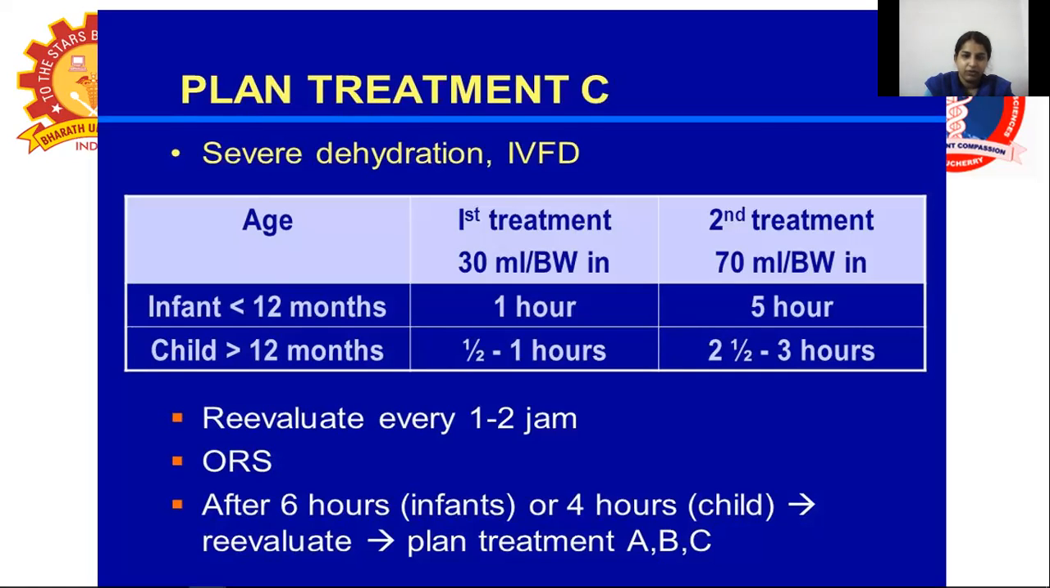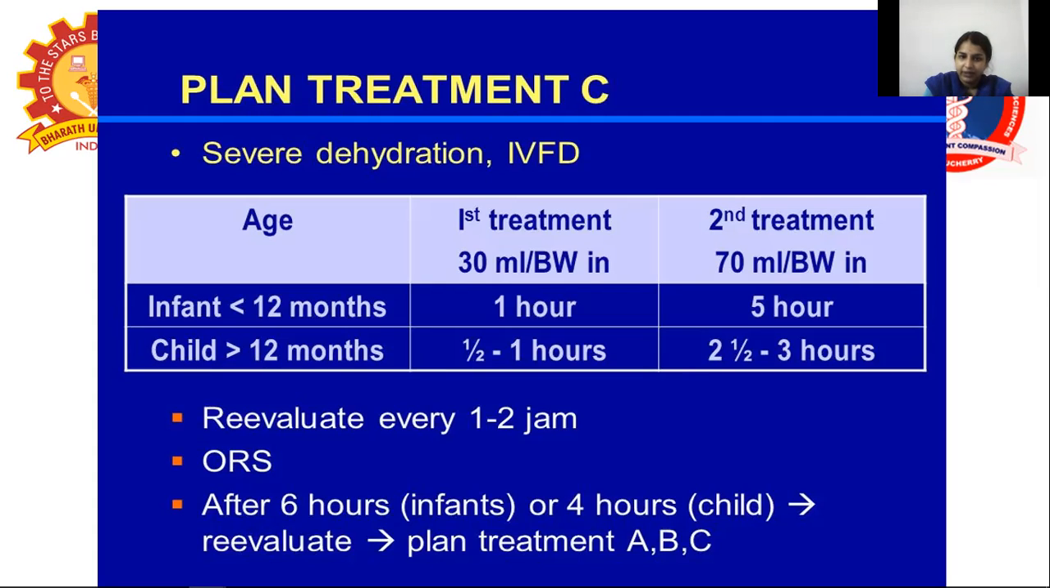So now Plan C, for severe dehydration. In total, 100 ml per kg of fluid should be given to the child. Infants less than 12 months and children more than 12 months are treated differently. The target 100 ml of fluid is divided as 30 ml per kg given in the initial phase and 70 ml per kg body weight given in the next phase.